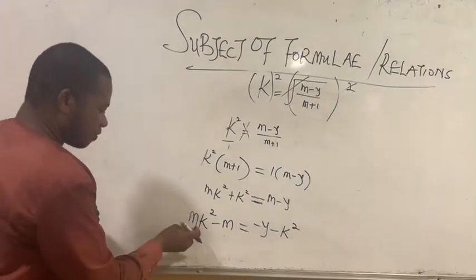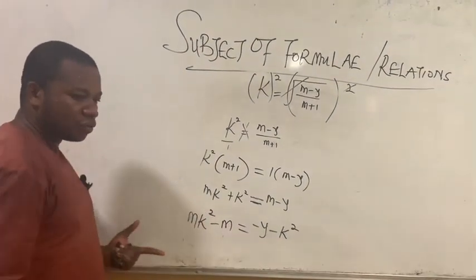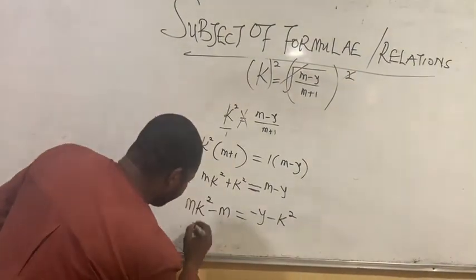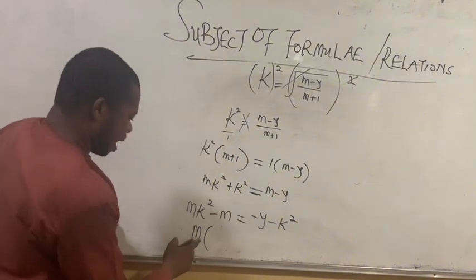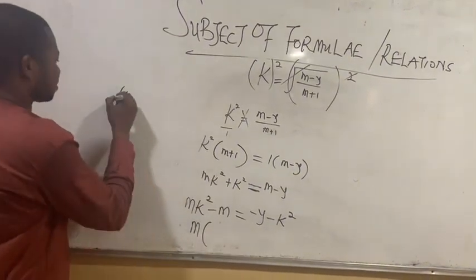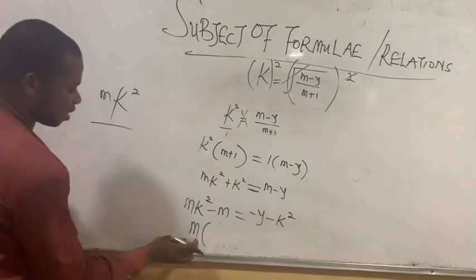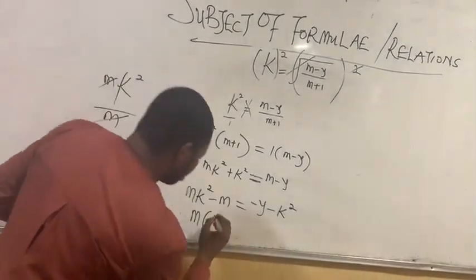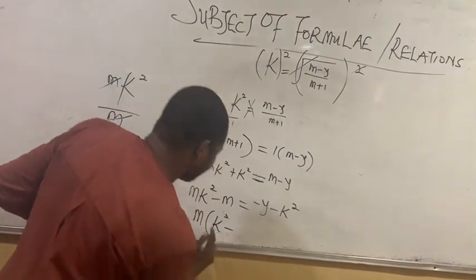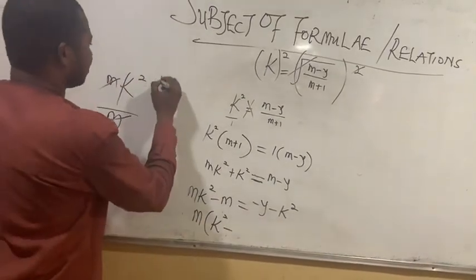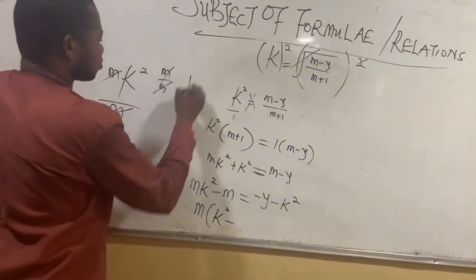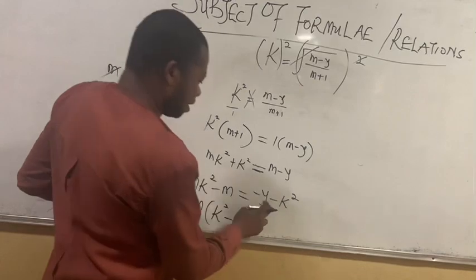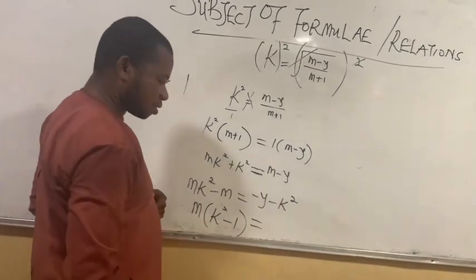Mind you, we have m here, we have m here. What do I do? I'm going to factorize, okay? So m is common, I'll bring it out, which is m divided mk squared. This is mk squared divided by this m. M cancels out m. I'm left with k squared. So I'm going to have k squared minus m divided by m. M divided by m, that is 1. So I have minus 1 is equals to, mind you, this is minus minus.